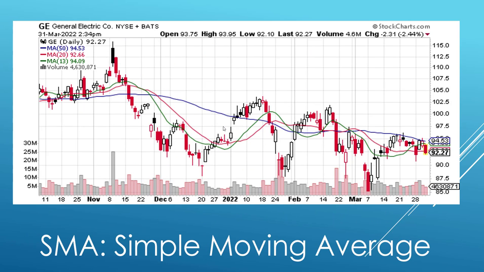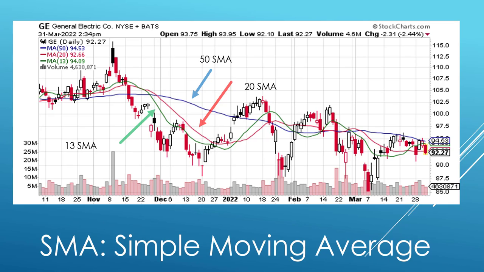Now we're going to compare simple moving averages. This green line is the 13-day simple moving average. The red line is the 20-day simple moving average. The blue line is the 50-day moving average. 50 days represents 2 months of trading period in the stock market. 20 days represents 1 month of trading days in the stock market, and 13 days indicates 2 weeks of trading days in the stock market.